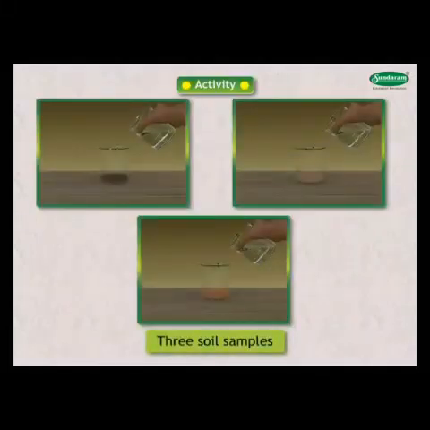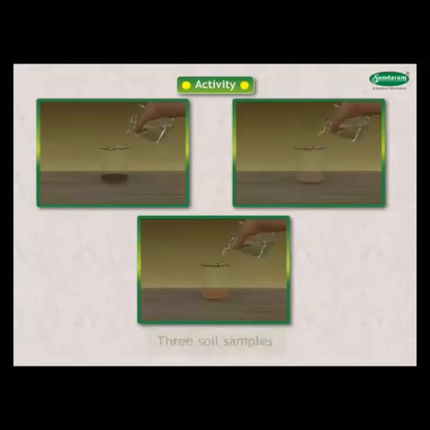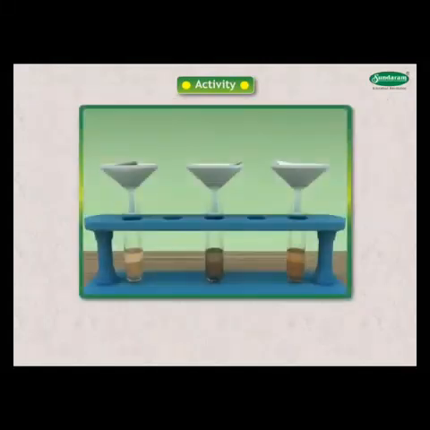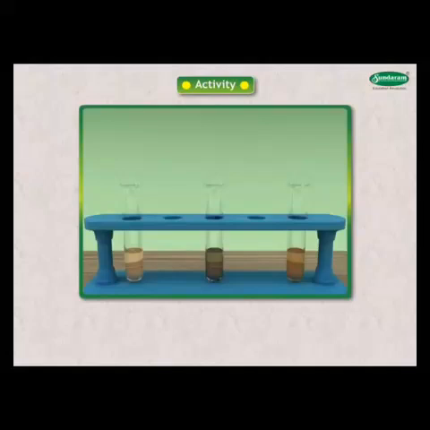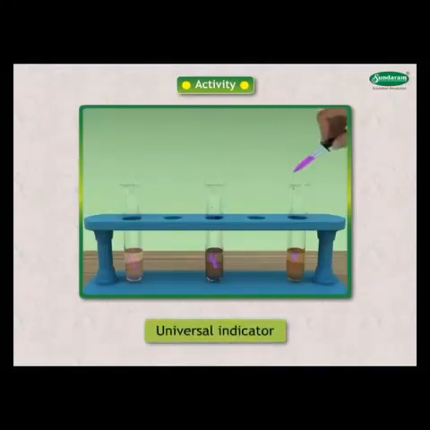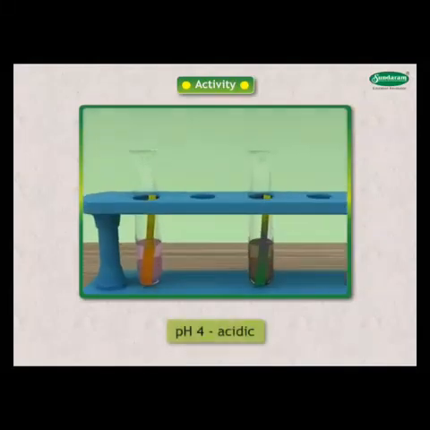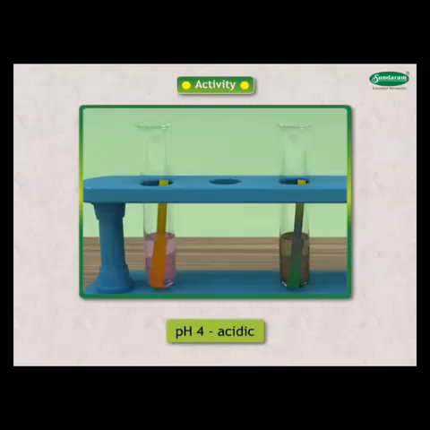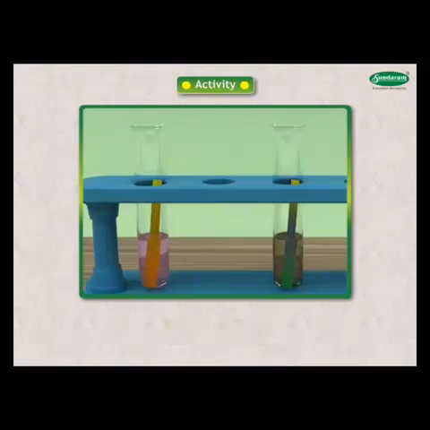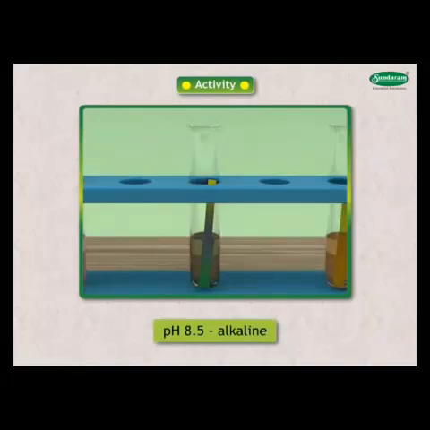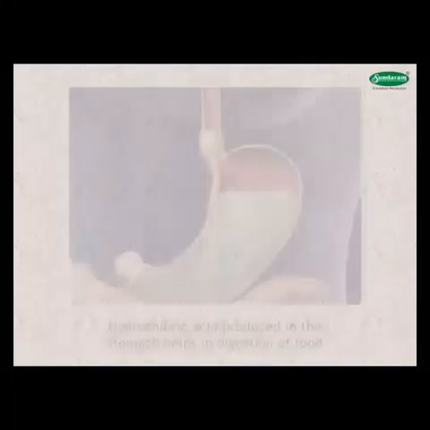Activity. Collect various soil samples. Mix it with water and filter. Collect the filtrate in test tubes and test with universal indicator. Make a list of plants growing in that area. If paper shows orange color, pH of soil is 4, the soil is acidic. If color of paper is greenish to blue, pH is between 8 to 9 and the soil is alkaline.